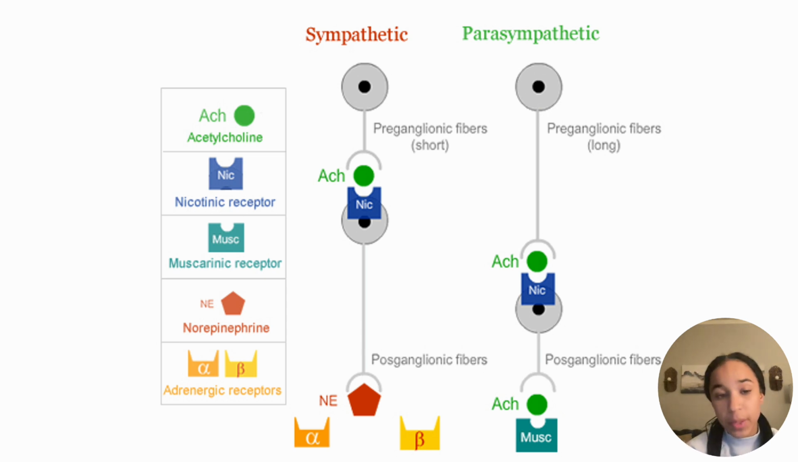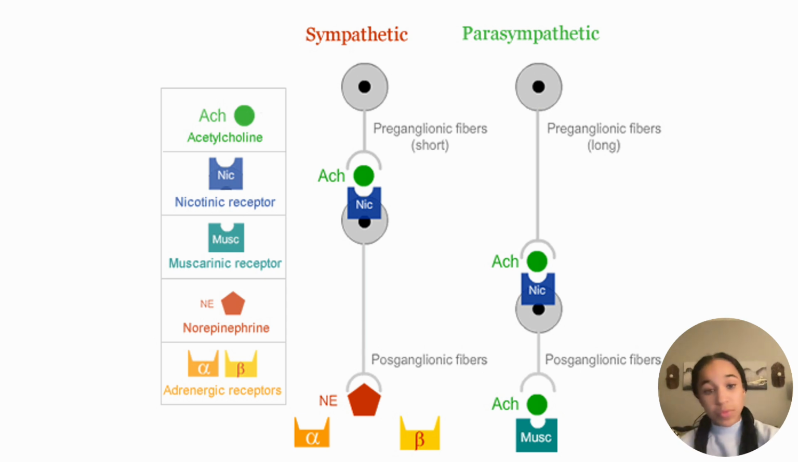So, starting off with the sympathetic nervous system, the short preganglionic fibers release ACH to activate the nicotinic receptors, and the long postganglionic fibers release norepinephrine, which binds to adrenergic receptors on the target organs. In the parasympathetic, the preganglionic fibers are long and release ACH once again to activate the nicotinic receptors. The short postganglionic fibers release ACH, which binds to the muscarinic receptors on the target organs.